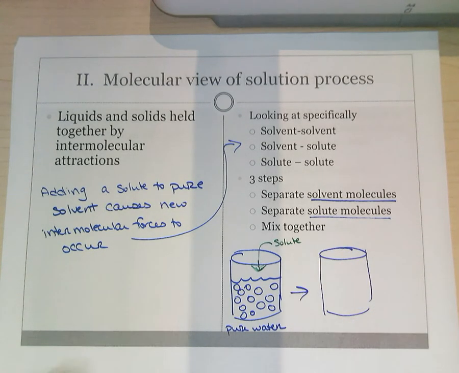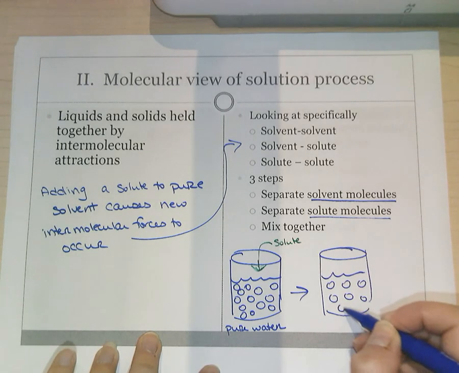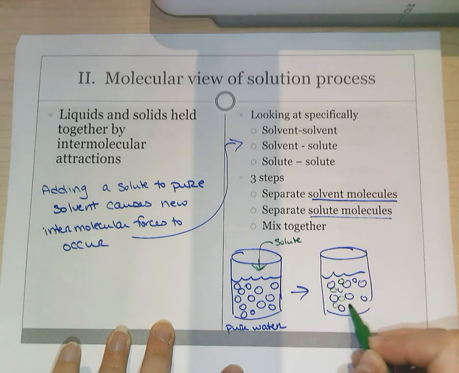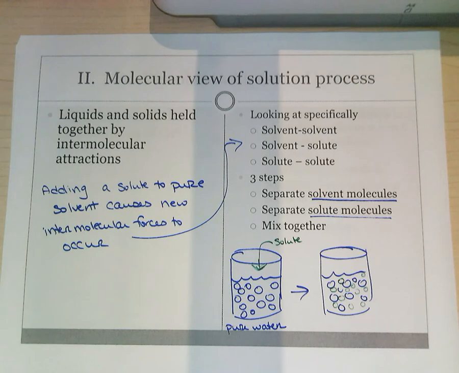We'd end up with something like this, where you still have your blue circles, but now you have your green circles mixed in there with it. So that the green is still interacting with the green, the blue is still interacting with the blue, but now we have green and blue interacting with each other.